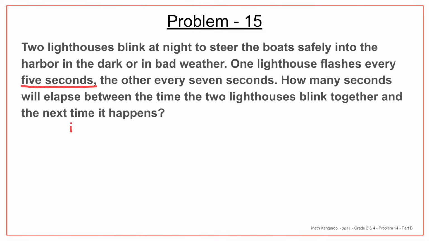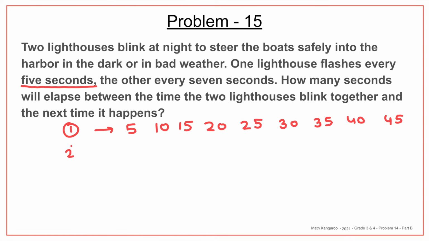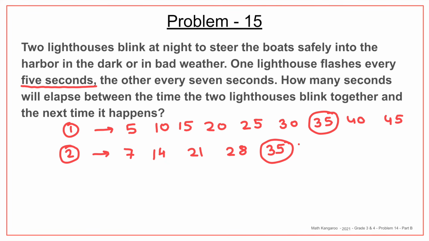So we know the first one we have at 5 seconds, then at 10 seconds, then at 15 seconds, then at 20, 25 seconds, 30, 35, 40, and 45. The second lighthouse blinks every 7 seconds. So that means 7 seconds it will blink. The next it will be 14. It will be 21 next, and 28, and then 35. So at this 35 seconds they will blink together.